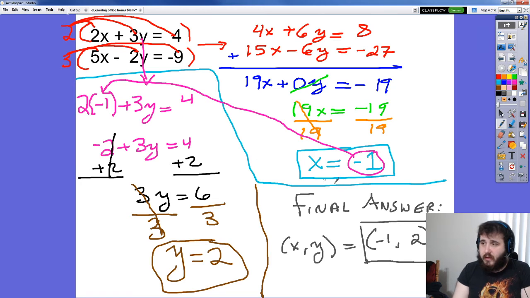That is to say, if we were to graph these lines, because that's what this represents, right? This equation with an x and a y value represents a straight line. If we were to graph this line and we were to graph this line, the place where they would touch is at the point negative 1, 2.